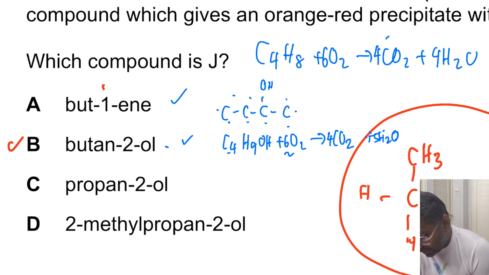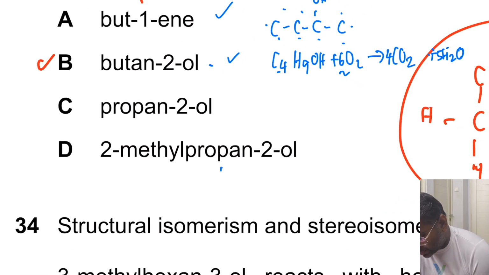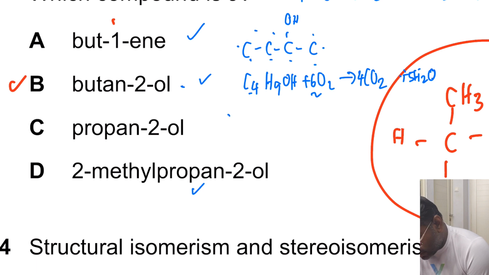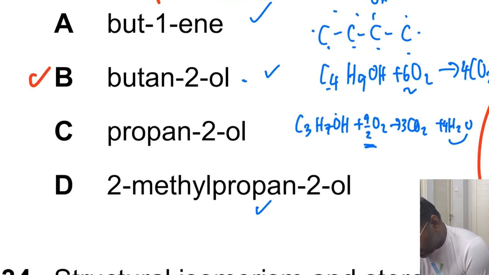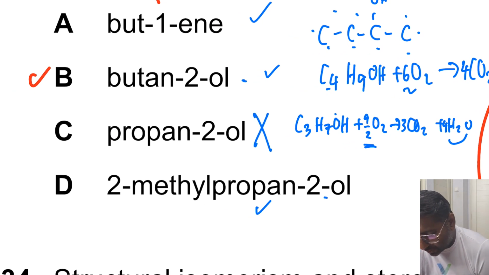But definitely it cannot be propan-2-ol. Why? Propan-2-ol is C3H7OH plus oxygen to give you carbon dioxide plus water. If 3, I put 3 carbon dioxide. Hydrogen is 8, so I need to put 4 water. So how many oxygen? 4 and 6, 10. This is 1, so this should be 9/2. So it's not giving you 6 oxygen, so definitely this is wrong. The 2-methylpropan-2-ol is possible because it is still a butanol.